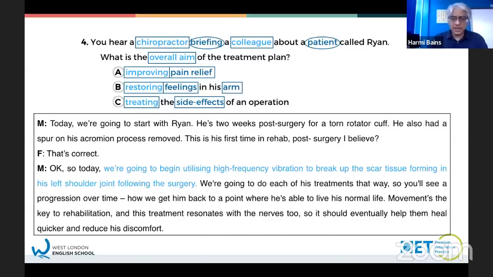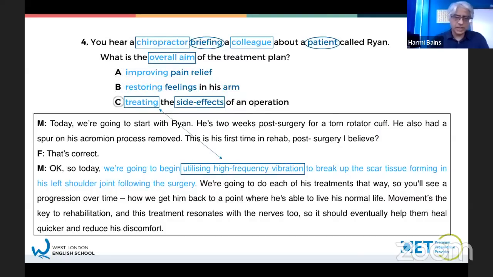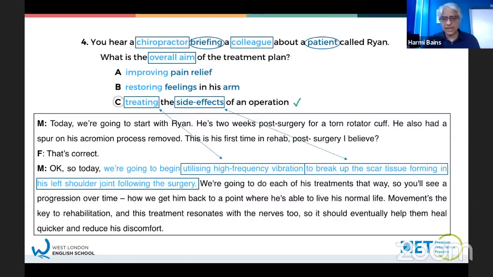So when you think about the answer options, remember we need to get the overall aim of the treatment plan. This is really important here. Utilizing high frequency vibration. So this is the treatment. Utilizing, meaning using, they're going to use high frequency vibration. This is the treatment, and also the side effects are here: breaking up the scar tissue forming in his left shoulder. The patient's had surgery and now scar tissue is forming. So they're going to break that scar tissue up using this high frequency vibration. So the answer was option C.